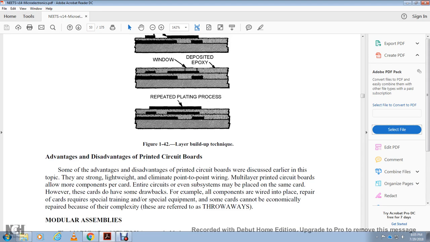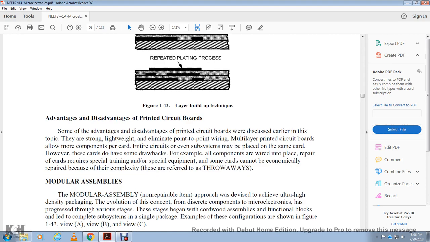Advantages and disadvantages of printed circuit boards. Some of the advantages and disadvantages of printed circuit boards we discussed earlier. They are strong and lightweight, eliminate point-to-point wiring, and with multilayer printed circuit boards the entire circuit of the subsystem may be placed on the same card. However, these cards have some drawbacks. For example, all of the components are wired in place, and repair of the cards requires special training and special equipment. Some of the cards cannot be economically repaired because of their complexity, and they are referred to as throwaways.